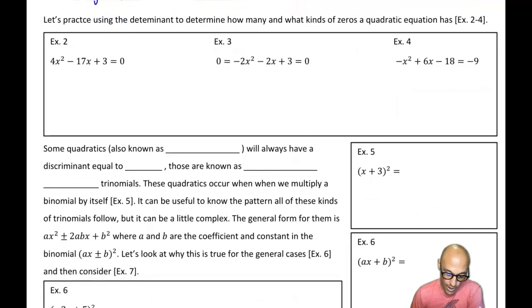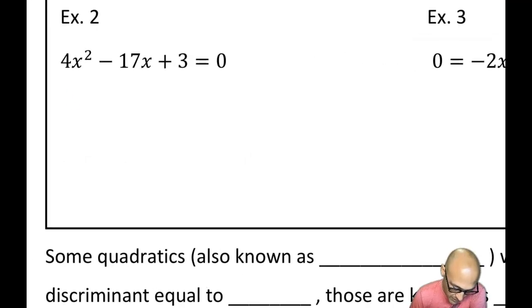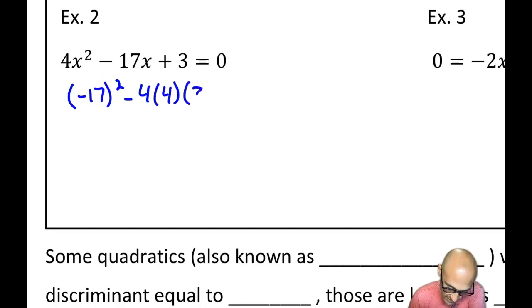All right, we're going to practice finding the discriminant now. Remember, it's b squared minus 4ac. So in this case, b squared, negative 17 squared, minus 4 times a is 4, times c is 3. And I think I'm going to need a calculator to do that. So give me just a second to pull up a calculator.